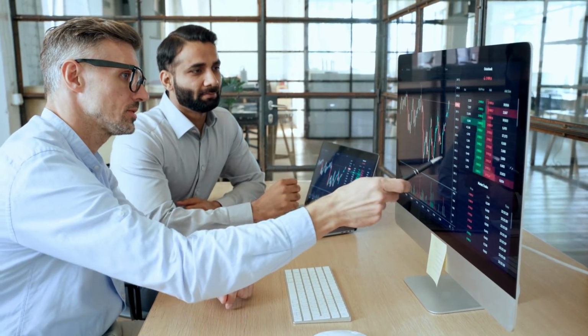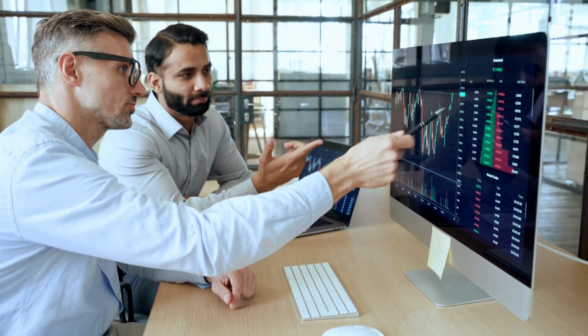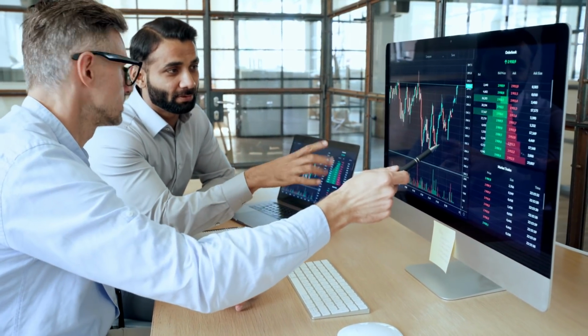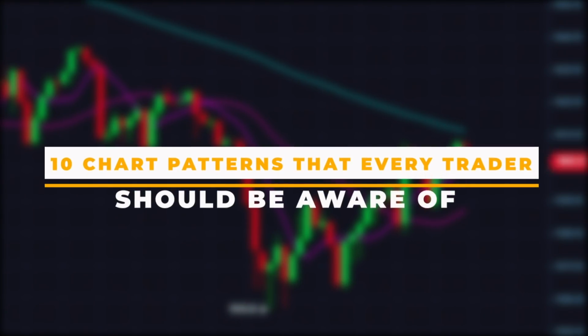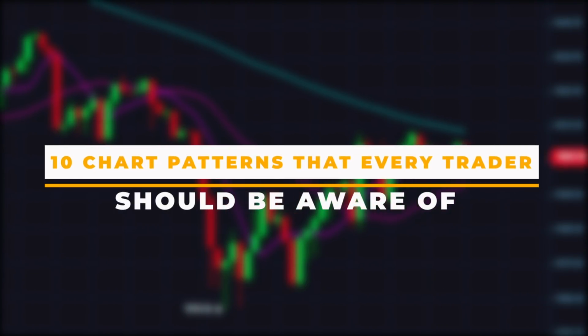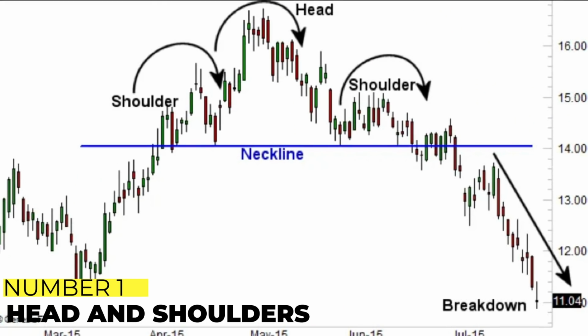For traders, chart patterns are important parts of technical analysis, but they take some time to practice to master before you can utilize them effectively. Here are 10 chart patterns that every trader should be aware of. Number 1. Head and shoulders.